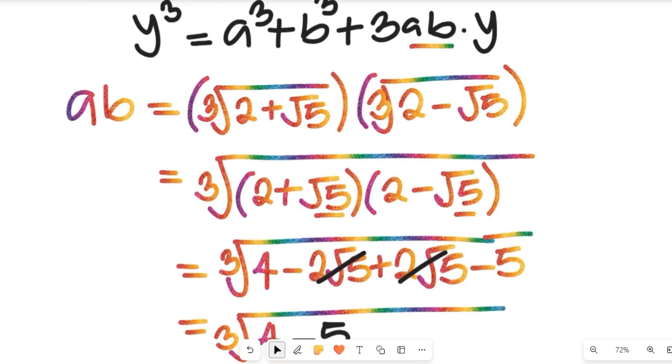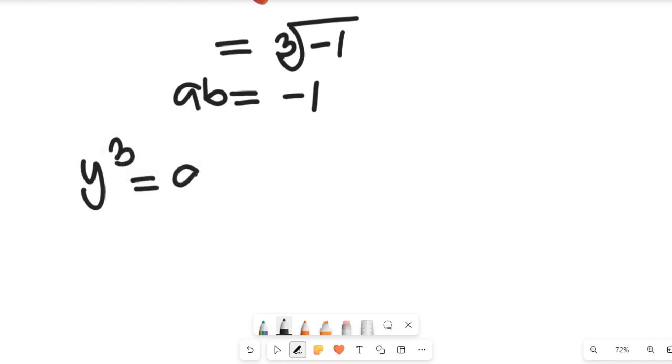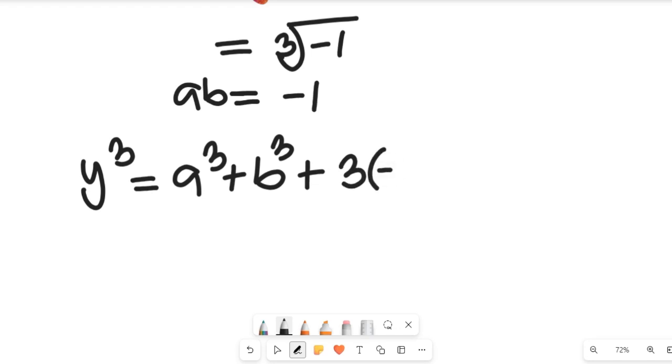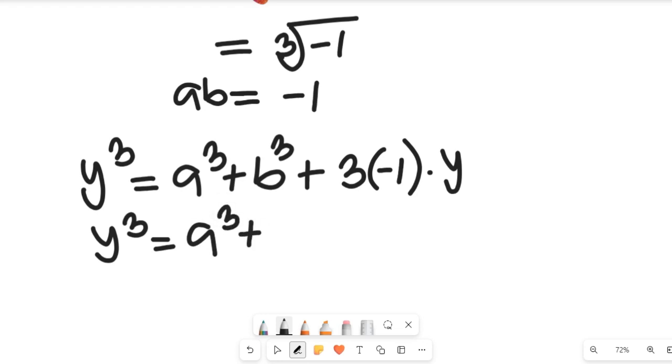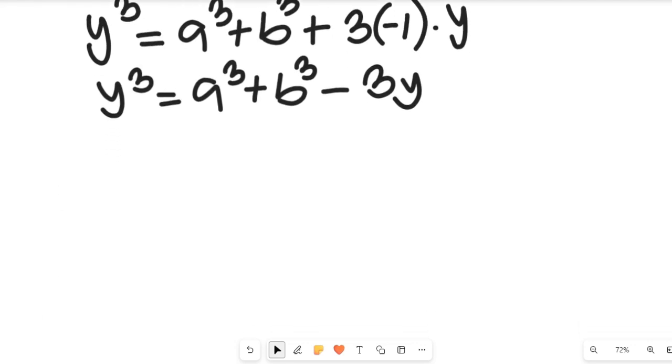So we've gotten the value of our ab. That expression can now give us y to the power of 3 equal to a to the power of 3 plus b to the power of 3 plus 3 multiplied by -1 multiplied by y. So this is going to give us y to the power of 3 equal to a to the power of 3 plus b to the power of 3 minus 3y. Great.